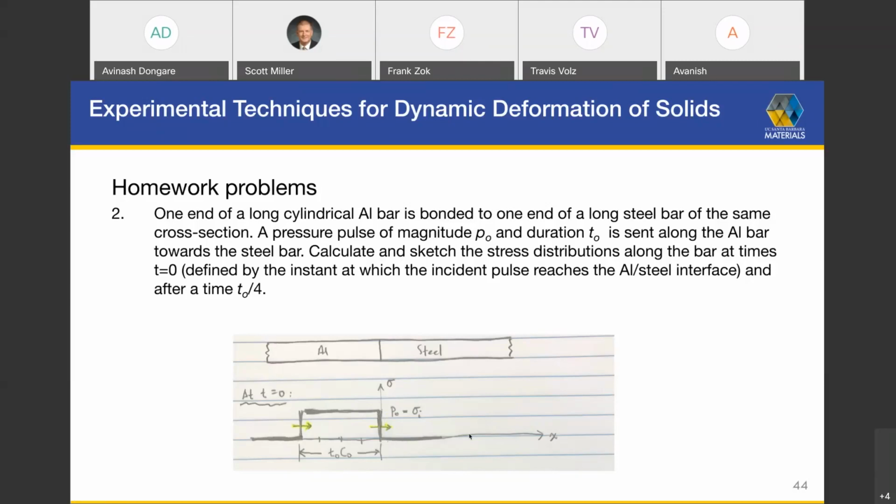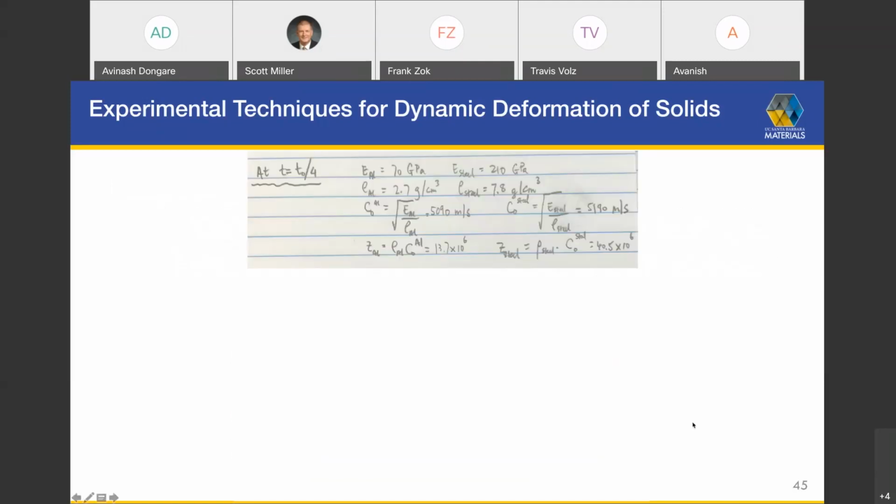Now, the second part then is to calculate the stress distribution after some increment of time. In order to do that, you need to dig up a few basic properties of the two materials. All you really need is the modulus and the density, and you can calculate everything else. The modulus of aluminum is typically about 70 GPa, that of steel about 200. Density of aluminum is about 2.7 grams per cubic centimeter. Density of steel is about 7.8. From those numbers, we can compute two other quantities that are of interest to us.